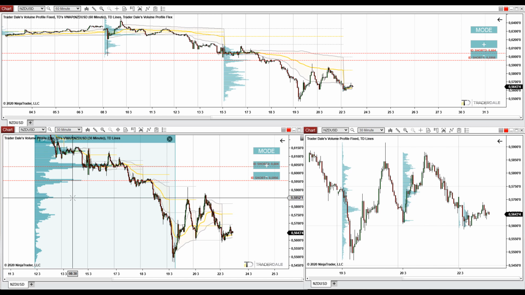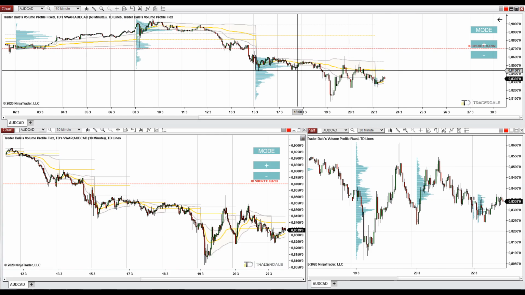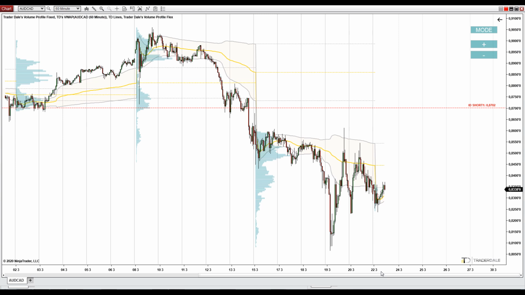Alright, so that was the New Zealand dollar, US dollar. Now let's go into the Australian dollar, Canadian dollar. What I wanted to show you in here was not an actual trading level, but how the price reacts to weak highs. So let me show you this on the 60-minute chart.